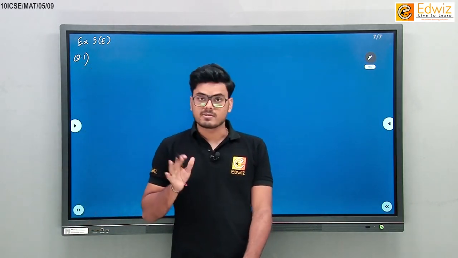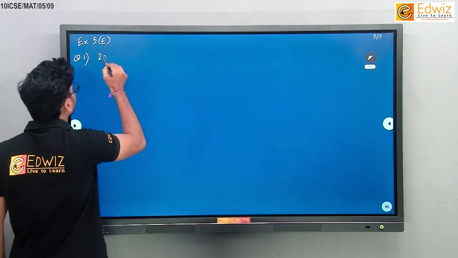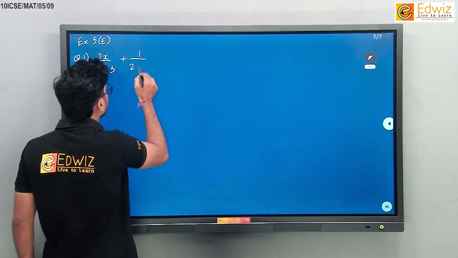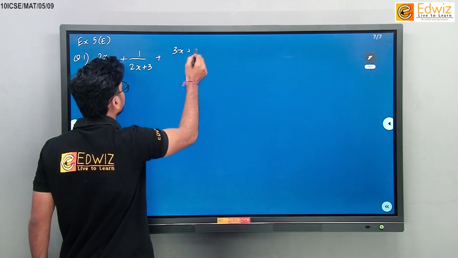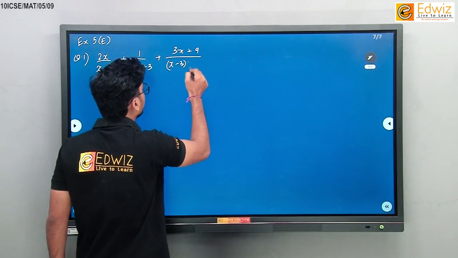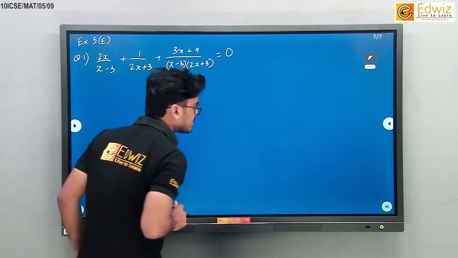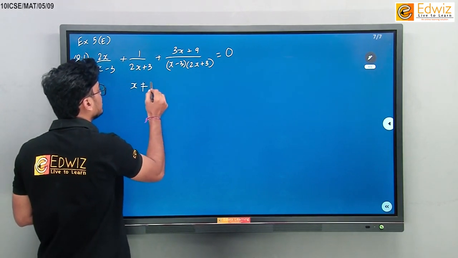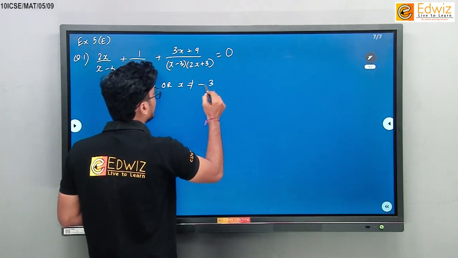Solve each of the following equations. We just have to solve the equation 2x upon x minus 3 plus 1 upon 2x plus 3 plus 3x plus 9 divided by x minus 3 multiplied by 2x plus 3, equal to 0. This is the given quadratic equation. Along with this, they have also told us that x is not equal to 3 or x is not equal to minus 3 by 2.